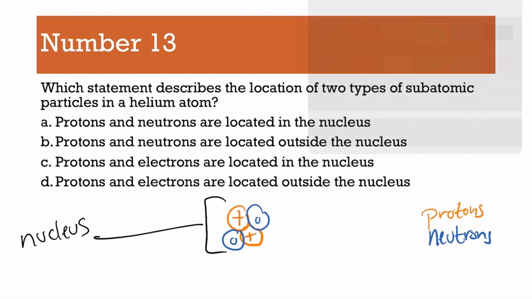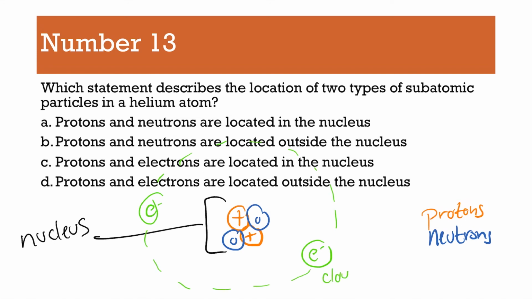And then you have, let's do green, your negative electrons outside in your electron cloud. So based on that picture, the only answer that makes sense is A, protons and neutrons are located inside the nucleus. So it helps if you could draw yourself this little picture so you know what is what.